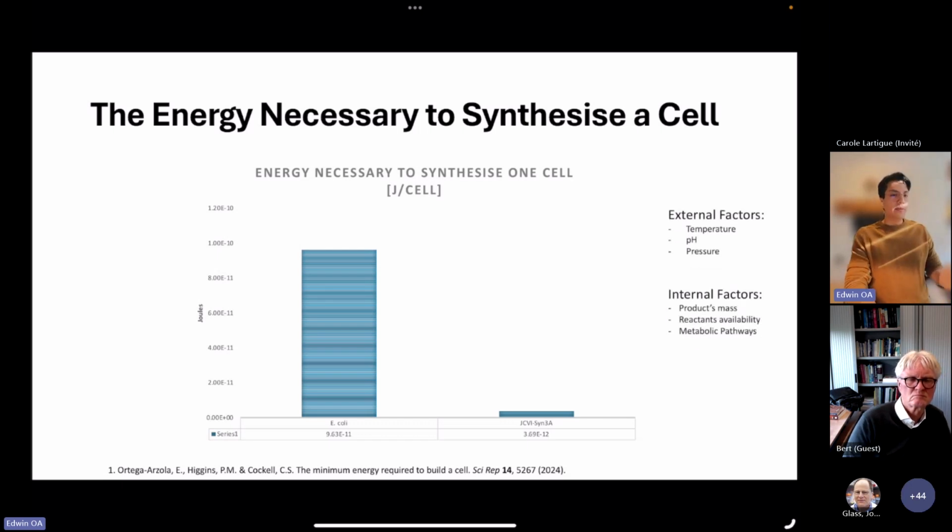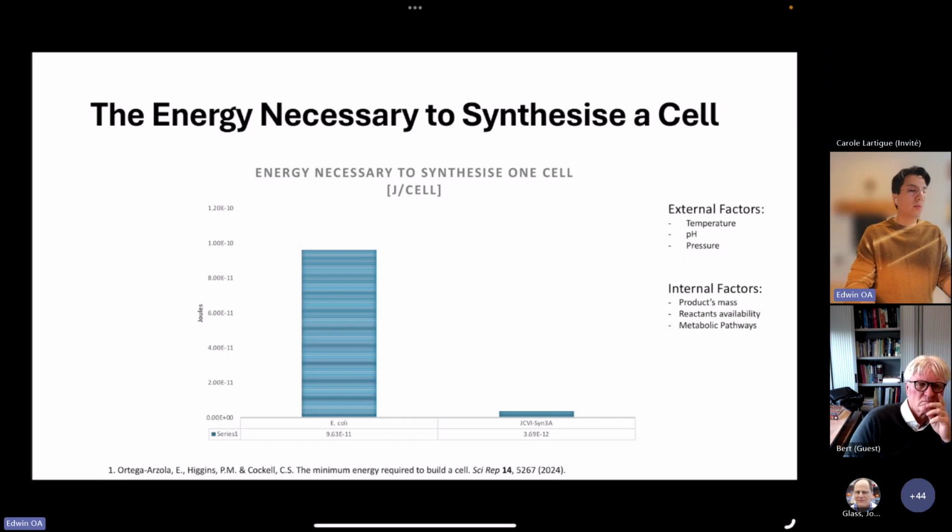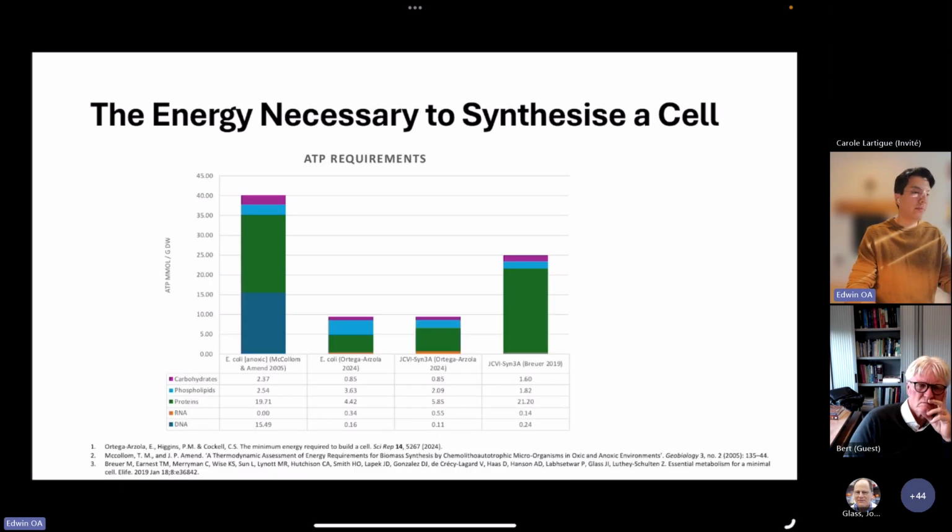However, as I mentioned before, the external factors are going to change this considerably. As I mentioned before, we did not consider the metabolic pathways because we were in search of the minimum, the absolute thermodynamical minimum. So what happens when we consider the metabolic pathways? Well, the story changed a bit.